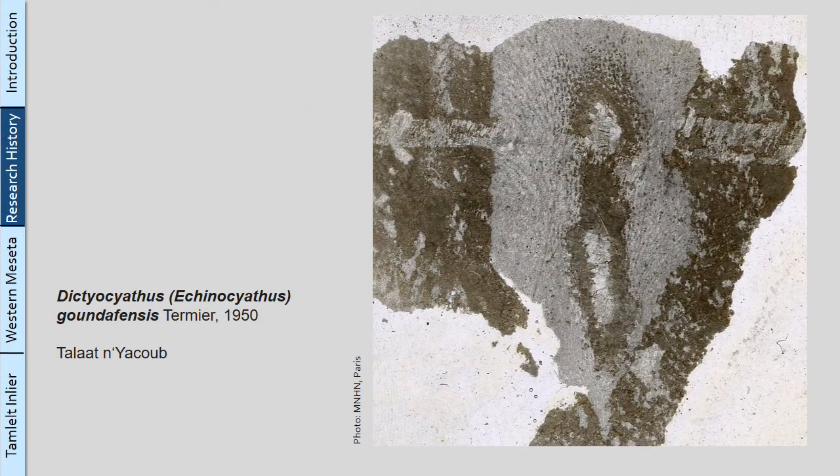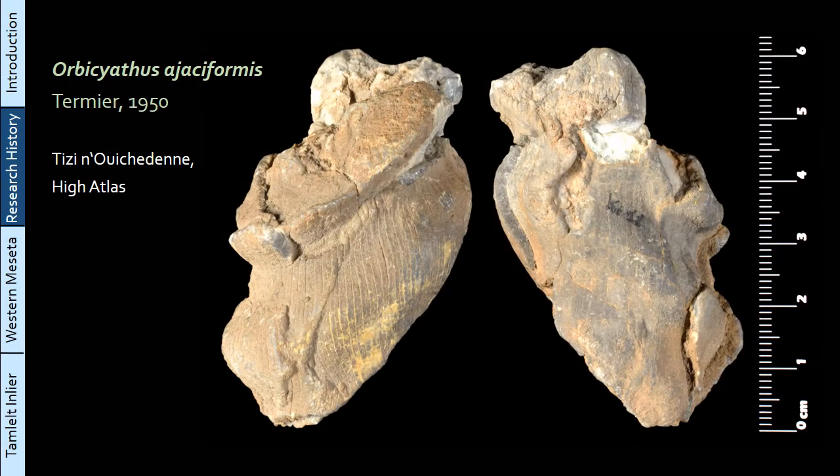Henri Termier also collected Cambrian fossils in Morocco and published them in a sort of occasional papers. Remarkably, some Cambrian localities are only known from the singular findings of such fossils and never were studied again. Here are 2 examples of Lower Cambrian archaeocyaths from the High Atlas. This is a thin section of a cup of Dictyocyathus gundafensis. And this is a crack-out sample of an archaeocyath described as Orpicyathus ayaciforme, both Termier's originals.